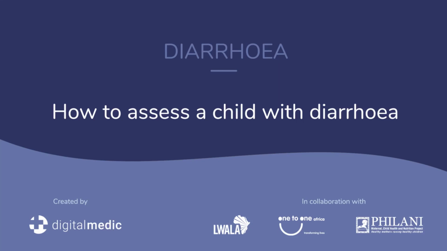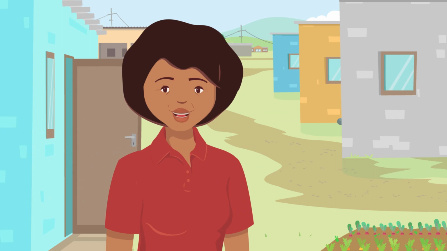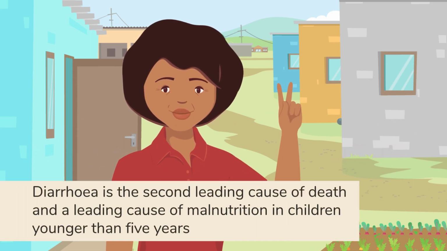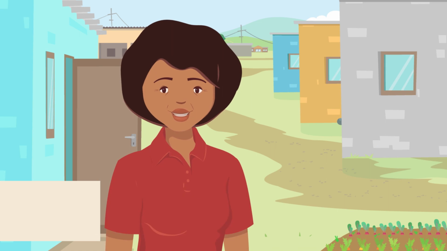How to assess a child with diarrhea. According to the World Health Organization, diarrhea is the second leading cause of death and a leading cause of malnutrition in children younger than 5 years. It is preventable and treatable.